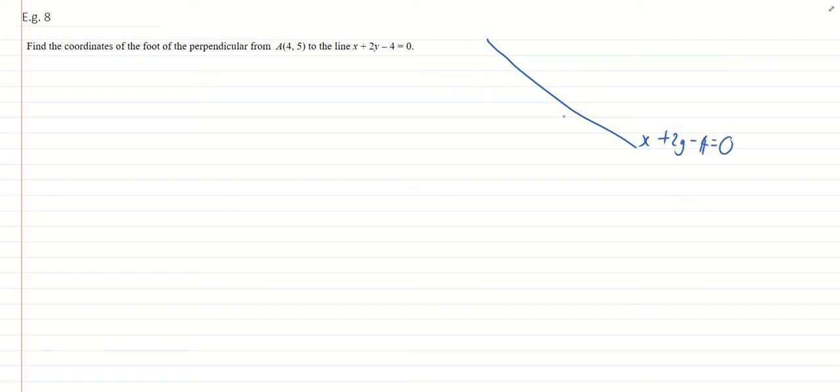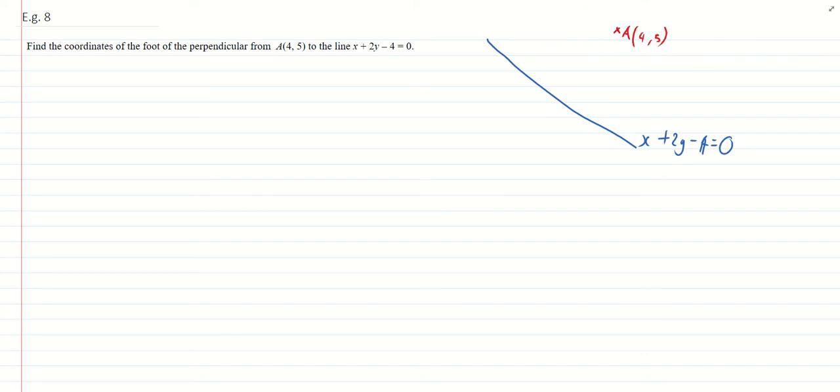Okay. And then we'll take a look at this point A (4, 5). It can be on either this side or it can be on this side. All right. So let's just select this side. Doesn't really matter, because it's a sketch. It's just to help us understand how to solve the question.